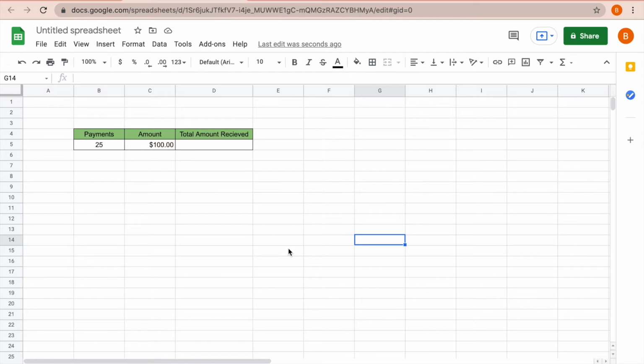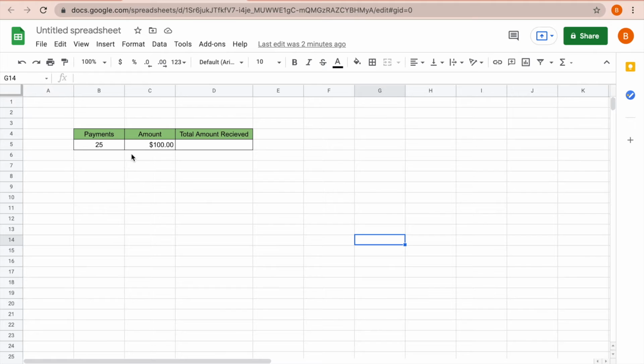Today we're going to be on Google Sheets, and I'm going to be showing you how to use the product function. If you're trying to multiply two cells together in a table or a chart, or two numbers, it's best to do the product equation.